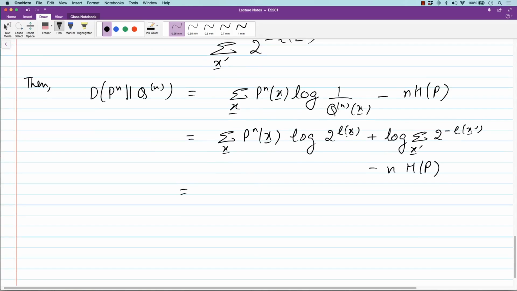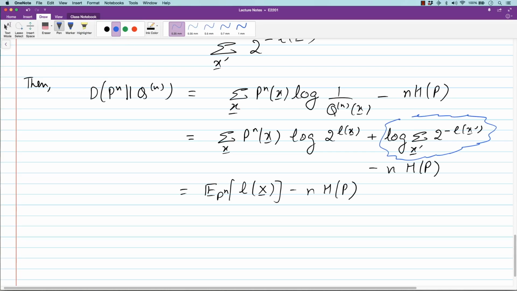So log of 2 to the power Lx is just Lx. So this becomes the summation over x of Pn of x Lx. That's just the expected length under P. So you take n IID samples from P and take the expected length under that, minus nH(P). But you are still left with this extra term here. That's where we'll use Kraft's inequality to claim that this thing is less than or equal to 0, since this summation here is less than or equal to 1 by Kraft's inequality. That's where we have used the prefix free nature of this code.